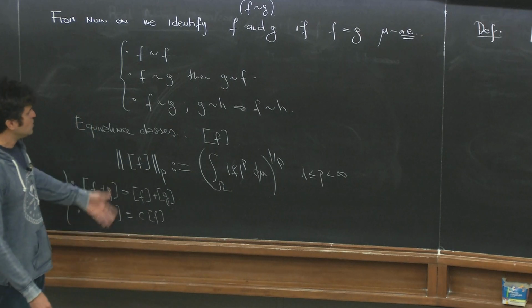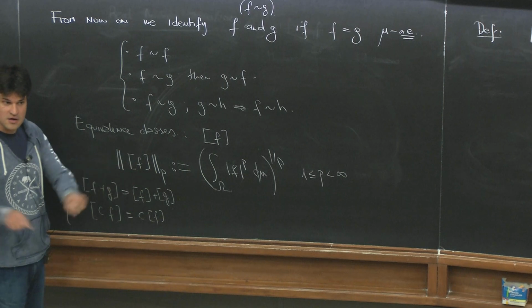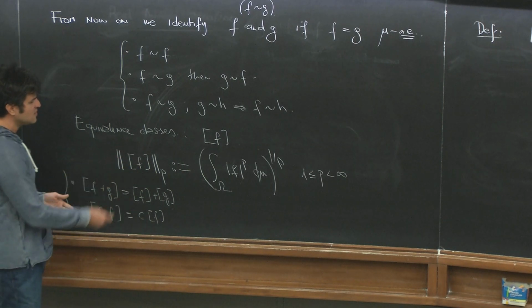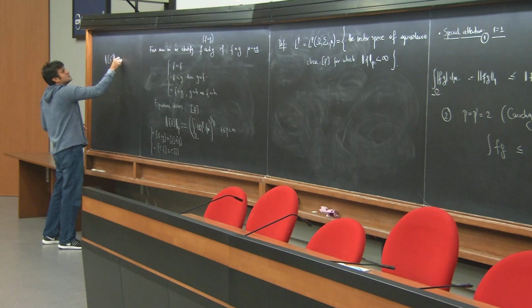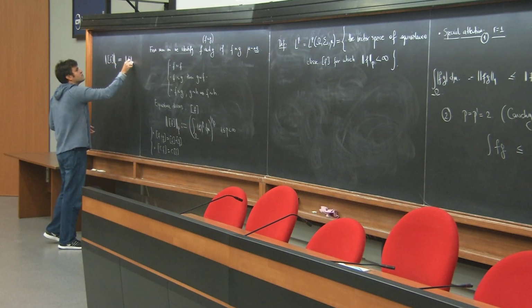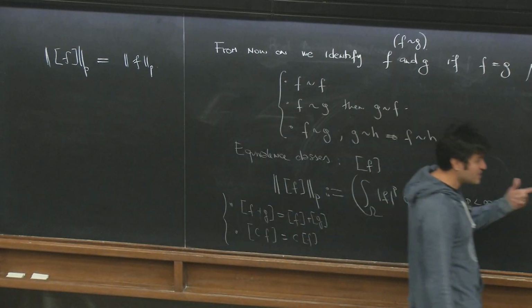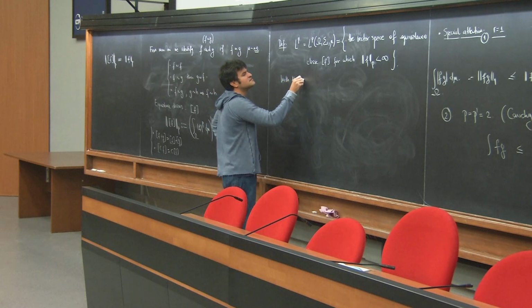But from now on, we will just forget this. This will always be in the background. Functions that are equal almost everywhere are identified, but I'm not going to be writing that. I'm just going to abuse the notation and keep writing this L^p norm of f, but now I'm in an equivalence class.